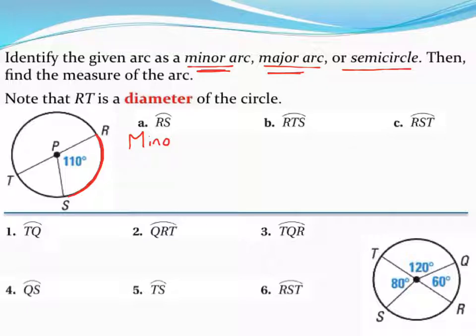I also know it's a minor arc because they only use 2 letters. Minor arcs will use 2 letters typically. Sometimes you may see them with 3, but typically they use 2 letters.